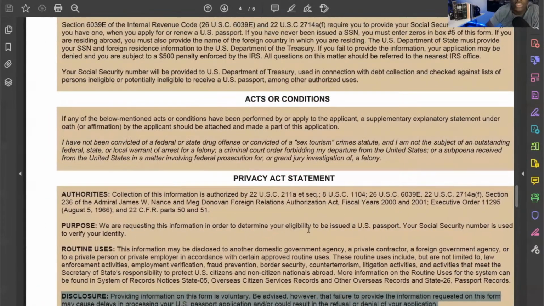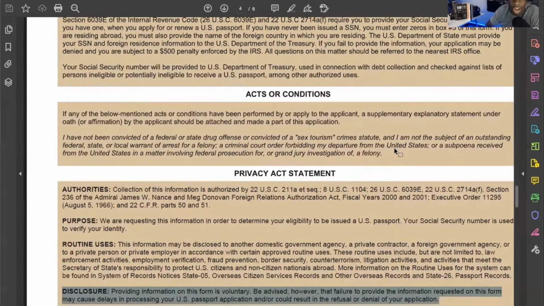That's the only difference. Now, what's funny about this acts and conditions also is this. It says, if any of the below mentioned acts and conditions have been performed by or applied to the applicant, a supplementary explanatory statement under oath or affirmation by the applicant should be attached and made a part of this application. So it's saying, I have not been convicted. So if you have not been convicted of any of these problems, you need to have an explanatory statement. They wrote it in reverse to trick you. I have not been convicted. You haven't. So if you're not a felon, have these problems, you need to have it in. That means that everybody filling out this application, no matter if they're trying to be a national or not, need to have an explanatory statement. Simple and plain. You see? They wrote it in reverse. They wrote it with trickery.